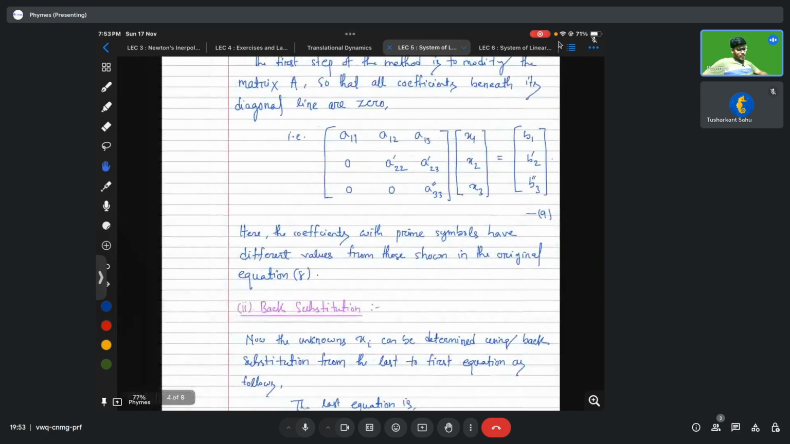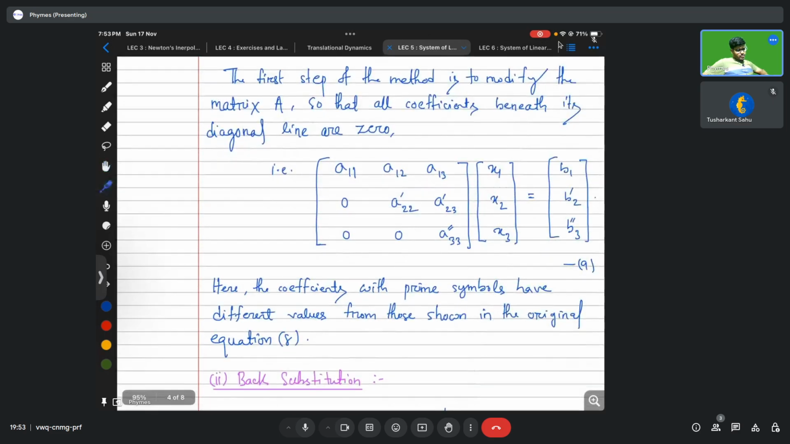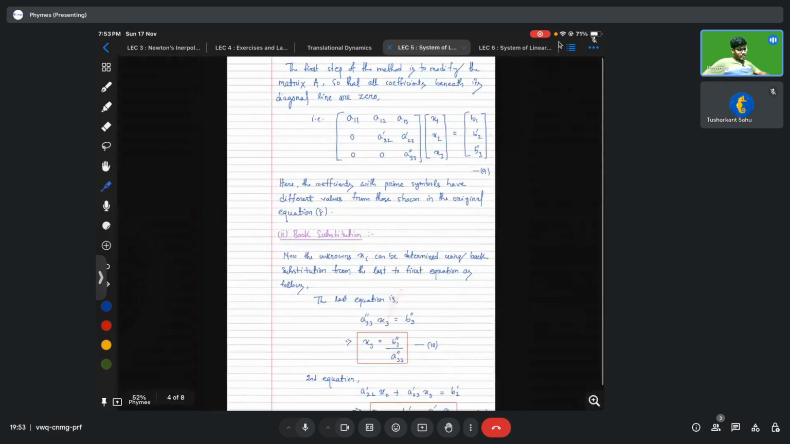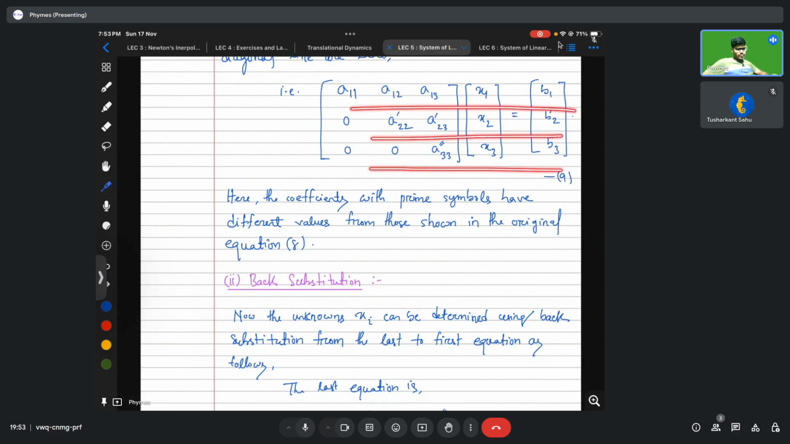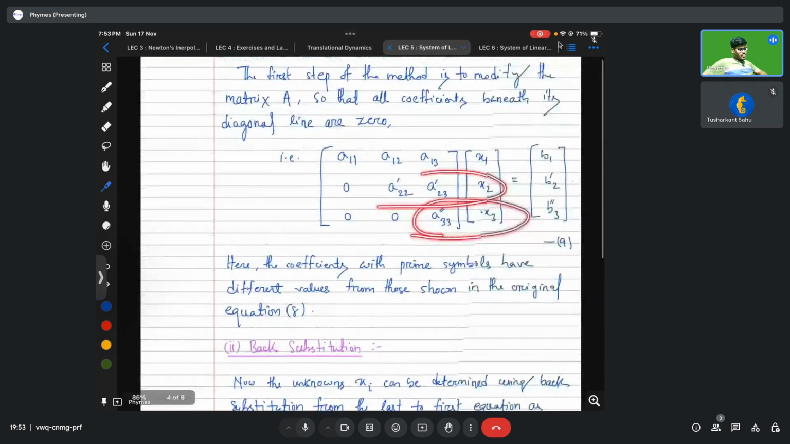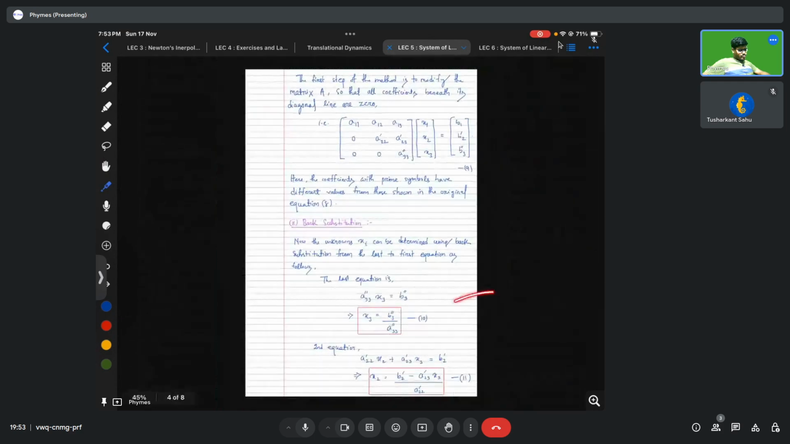So what is the first step? The first step is forward elimination. In the forward elimination step, you have to make all the elements below the diagonal line of the coefficient matrix 0, and in the back substitution, or the second step, you have to solve the equations here. You have to solve all these equations from below. First solve for x3, then solve for x2, and then finally solve for x1. So that is how you do it.